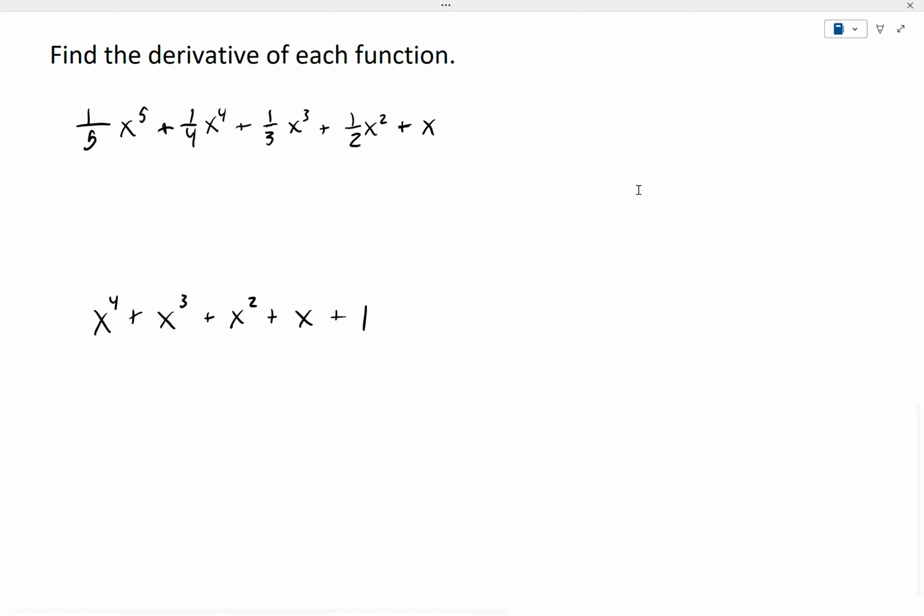In this video we're going to be finding the derivative of these two functions on the screen right now. We'll start with the first one. We're looking for the derivative of this big polynomial here. So how do we even begin to think about that?